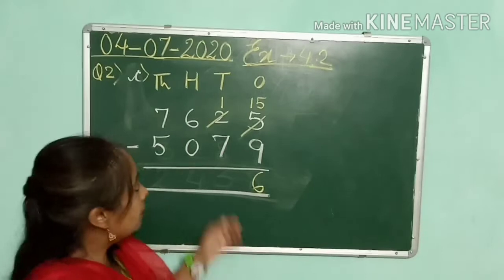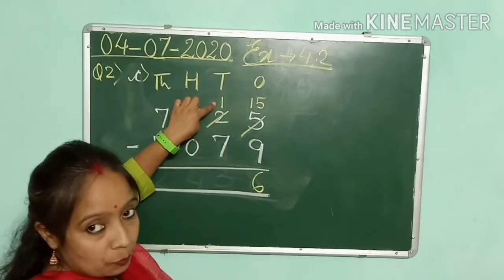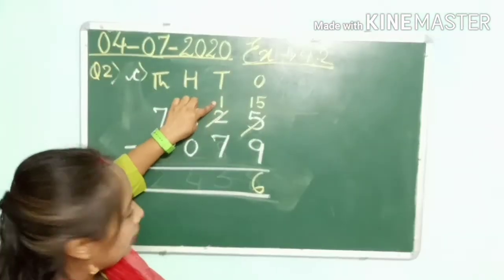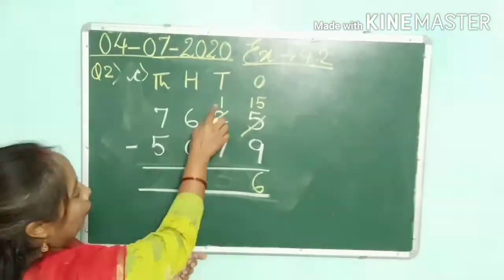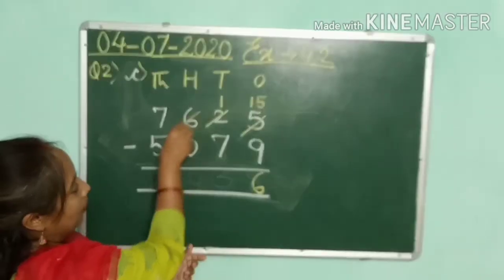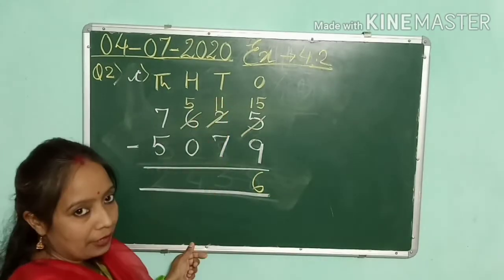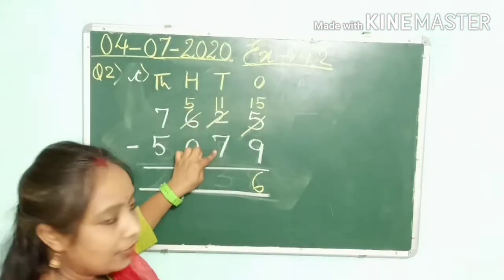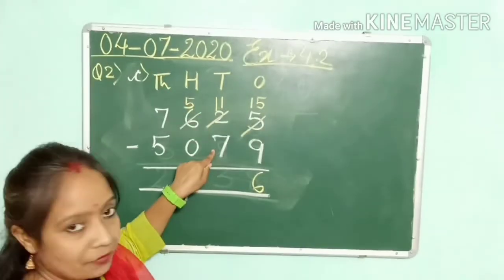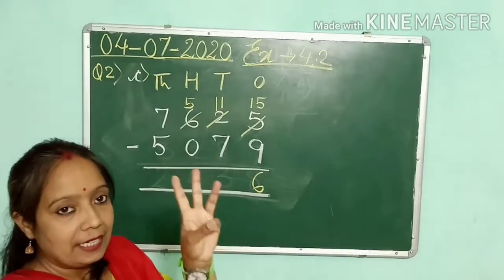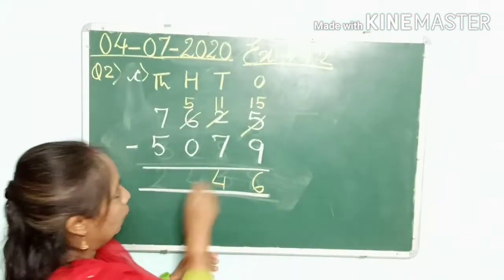Now we subtract under the tens column 7 from 1. Now is it possible? No. Because 1 is smaller than 7. So again what we will do? 1 will borrow from this 6. So 6 becomes what? Yes, 5. And this 1 becomes 11. Now 11 minus 7. Start counting after 7 till this 11. After 7, 8, 9, 10, 11. How many fingers? 4. So you write here 4.